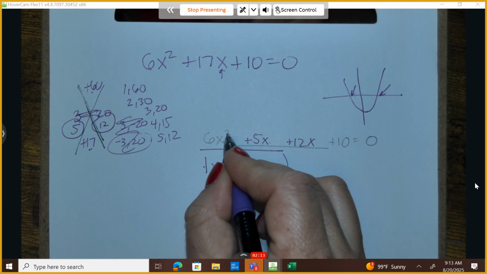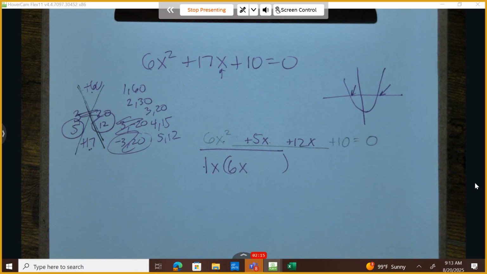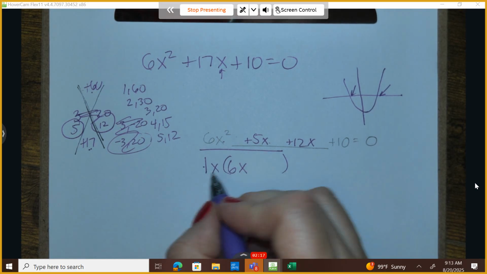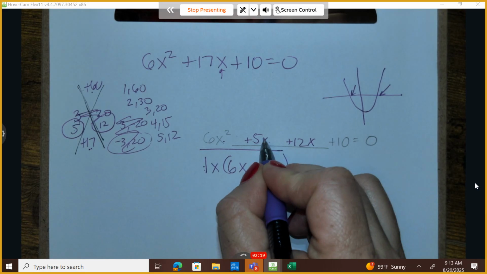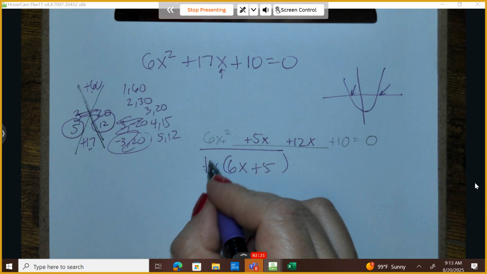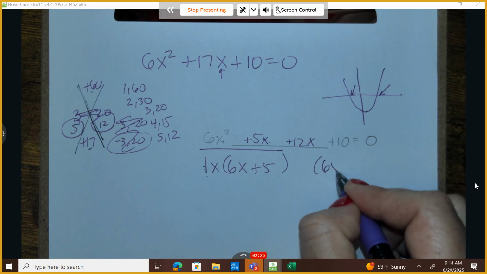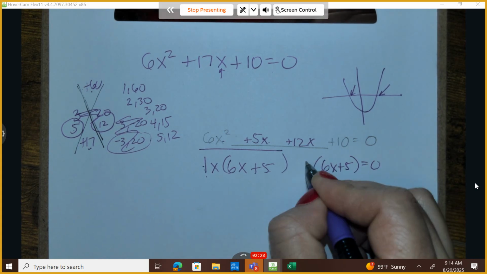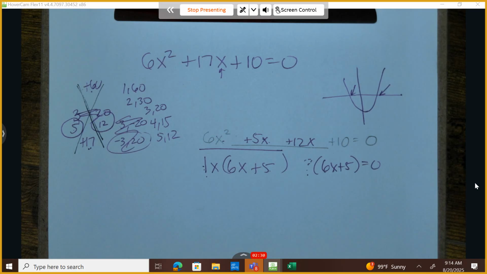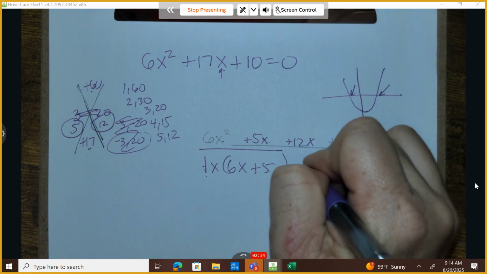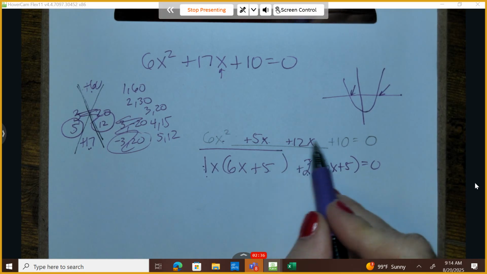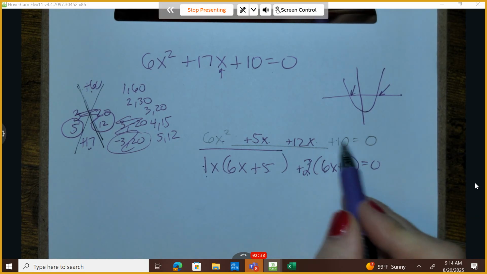1 times 6 is 6. I need two X's. Again, I'm just building upon all the notes you took last night. 1 times 5 is 5. We already have an X. There's 5X. So if I distribute, I end up with 6X squared plus 5X. I take what's in parentheses and I rewrite it again. And I ask myself, is there a value I can take times 6 and end up with a positive 12x? There is. A positive 2. 2 times 6x is 12x. 2 times 5 is 10.